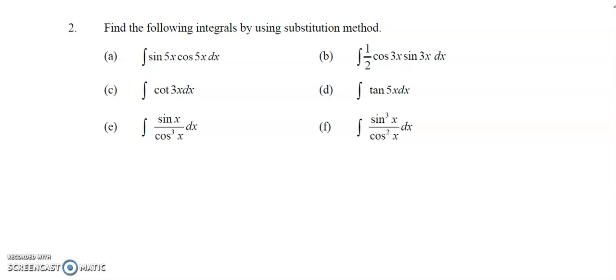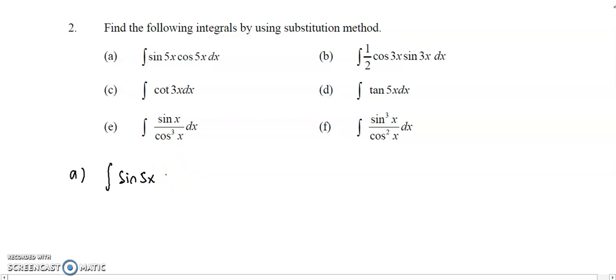Hi everyone, this is the video showing you how to integrate trigonometric functions by the substitution method. Here I have 6 examples. The first one is sine 5x cos 5x. Let's look at how to use the substitution method to solve this problem.